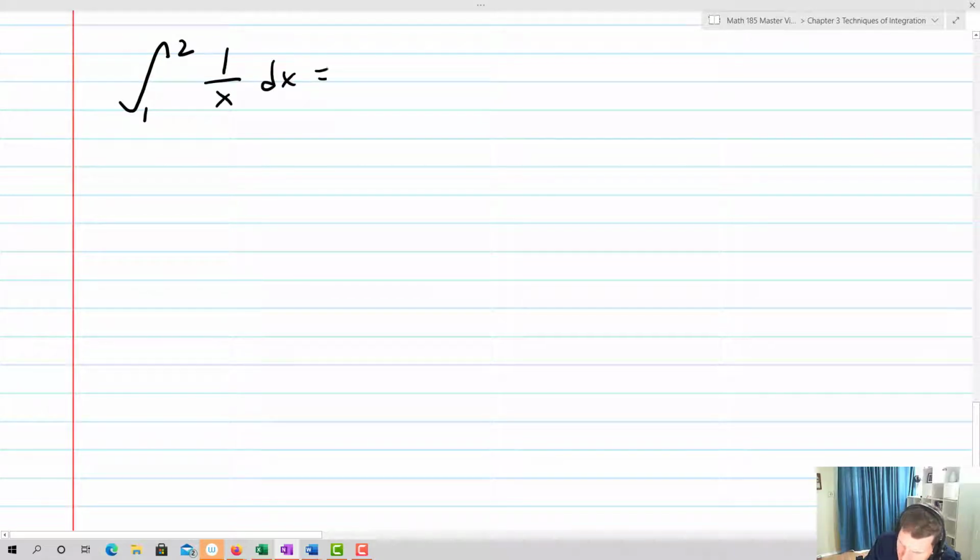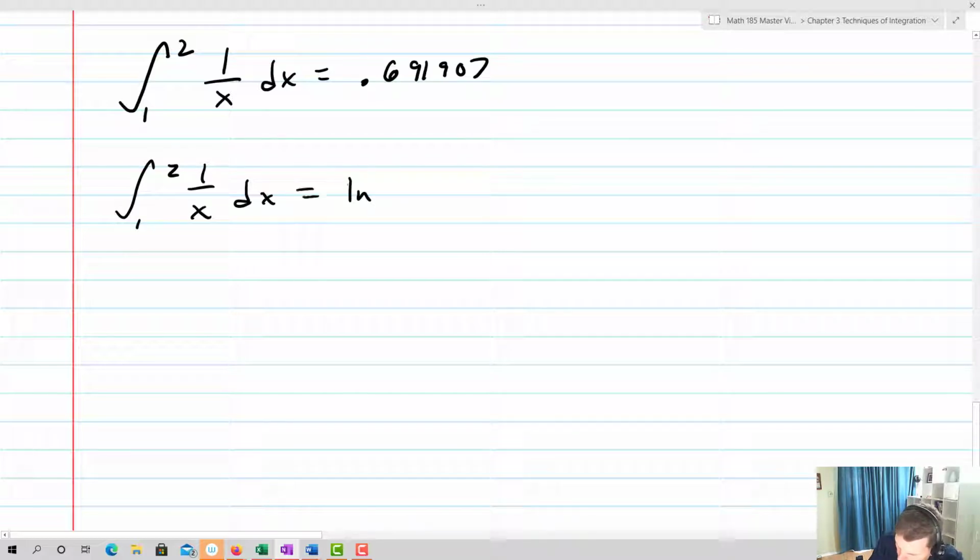Now the approximation that we got for this, the integral of 1 to 2 of 1 over x dx ends up equaling 0.691907. Now, if I actually go out and integrate this, the integral from 1 to 2 of 1 over x dx is going to equal the natural log of x evaluated from 1 to 2, which ends up equaling 0.693147. Now, what we want to do is we're going to calculate something called the error.